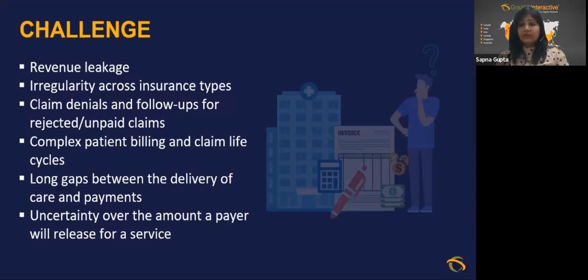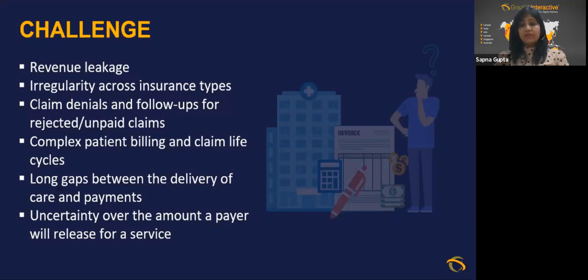Next, the challenge was irregularities across insurance types, which means being unable to distinguish what type of insurance is paying on time and who is the laggard. Claim denials and follow-ups for rejected or unpaid claims were an issue as well. They wanted to track how long charges stay outstanding and what the key reasons for denials are. They also wanted to see what kind of ICD or CPT codes are getting denied.